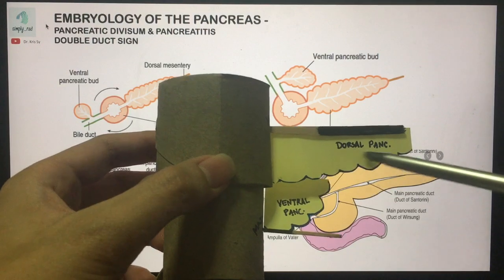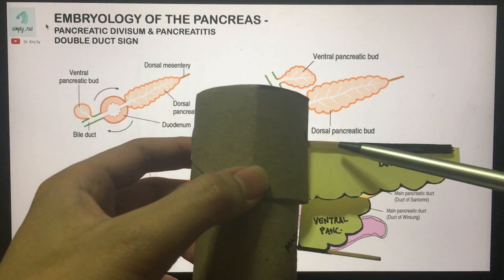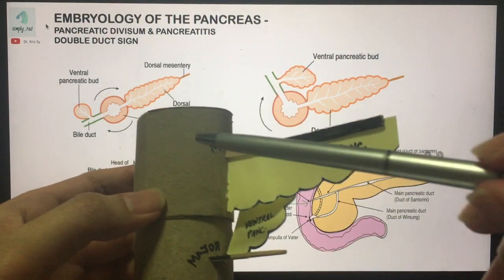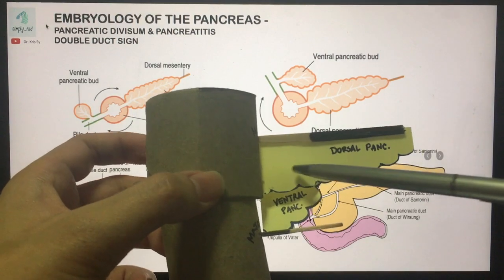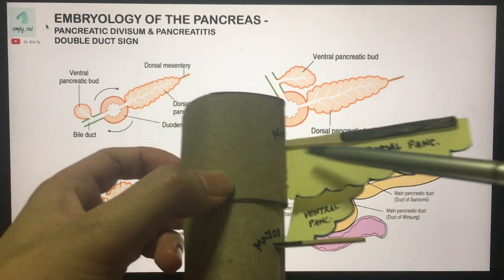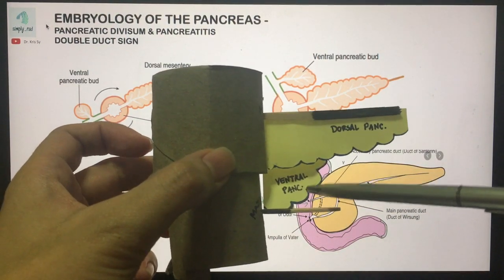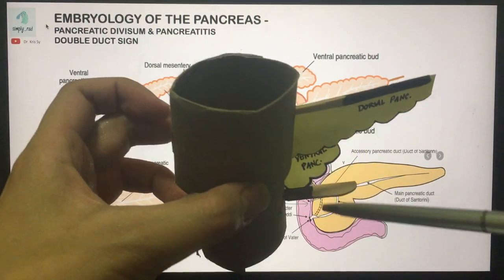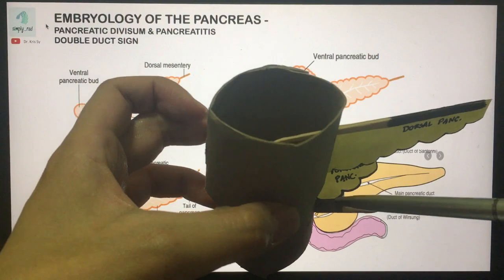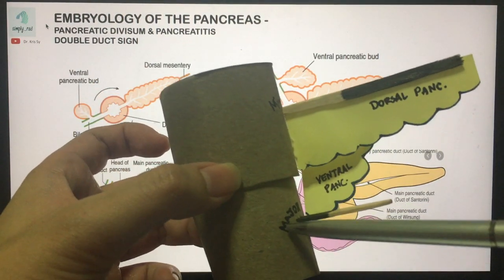The dorsal bud or dorsal pancreas, ironically, has a smaller duct draining into the minor papilla. Again, a bigger dorsal bud but with a smaller duct draining into the minor papilla, while the ventral bud has a bigger duct, fat compared to this one. This one is wider, a larger duct draining into the major papilla.